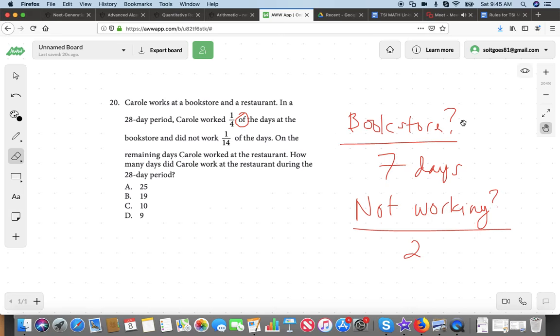How many days did Carol work at the restaurant during the 28-day period? Okay, she worked at the remaining days, right? The days she wasn't working at the bookstore, she was working at the restaurant. So how many days was she working at the restaurant?